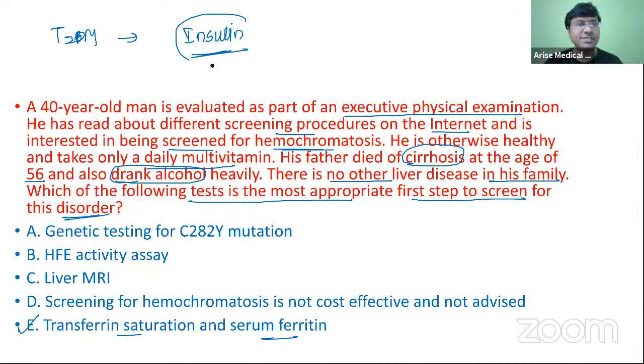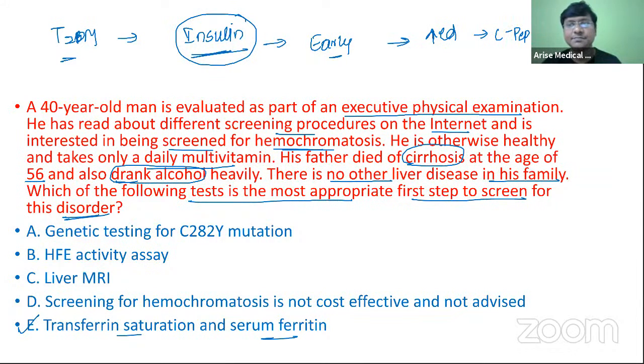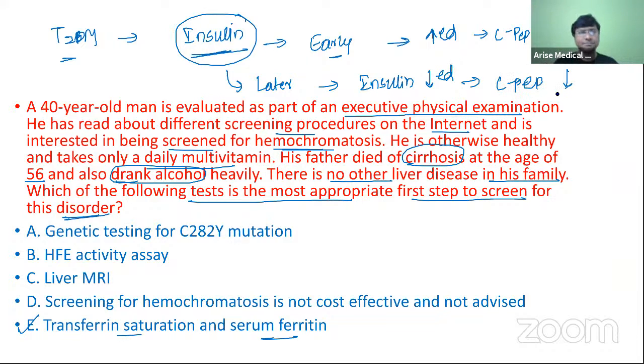So insulin levels in type 2 diabetes mellitus, in early stages where the beta cells are active, the insulin levels will be increased. And at that time, obviously, the C-peptide levels are also increased. Whereas in later stages of type 2 diabetes mellitus, the insulin levels will be reduced, and that is the point when the C-peptide levels are also reduced.